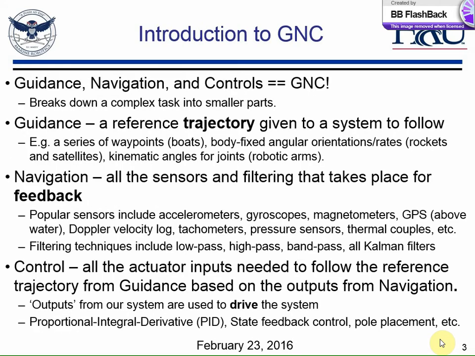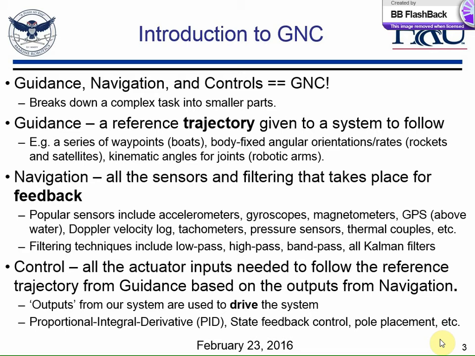So, start off with GNC. So, guidance, navigation, controls, as Travis said. In engineering, what we do is we take a large, difficult task and we break it up into smaller, simpler tasks, right? That's exactly what GNC does. GNC is pretty much the breakdown of an autonomous system, right? That autonomous system can be a missile, it can be a rocket, it could be a boat, it could be an underwater vehicle, it could be any of that.